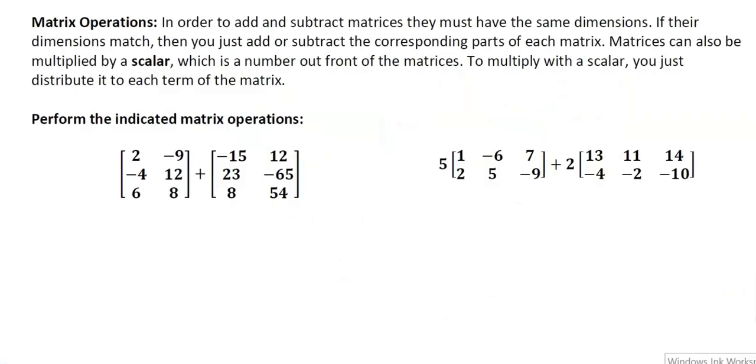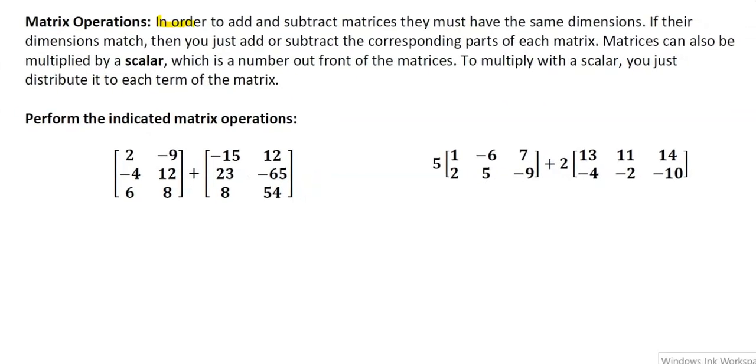Continuing on with matrix operations, it says in order to add and subtract matrices, they must have the same dimensions. So you can only add a 3 by 2 matrix to another 3 by 2 matrix, and same with subtraction. If their dimensions match, then you just add or subtract the corresponding parts of each matrix. Let's come back to read that other part afterwards in just a moment.